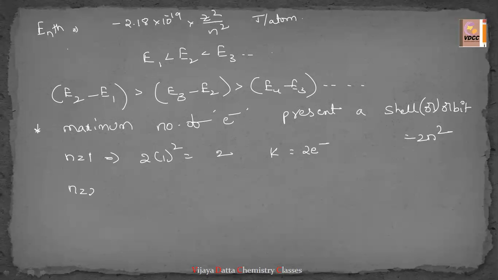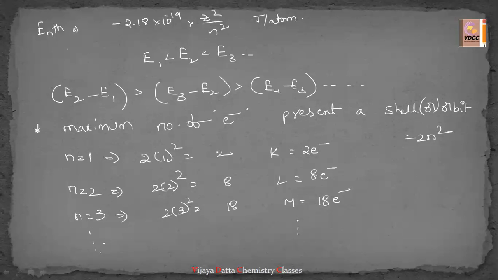Whereas for n equals 2, 2 into 2 whole square is nothing but 8. Then the L shell has 8 electrons. When n equals 3, 2 into 3 whole square, 3 square means 3 threes are 9, 2 nines are 18. That is nothing but the M shell has 18 electrons. Like that, we can calculate the number of electrons present in a shell or orbit.